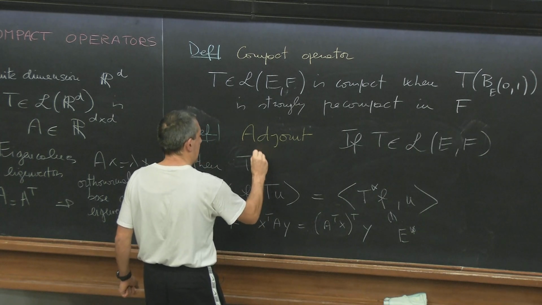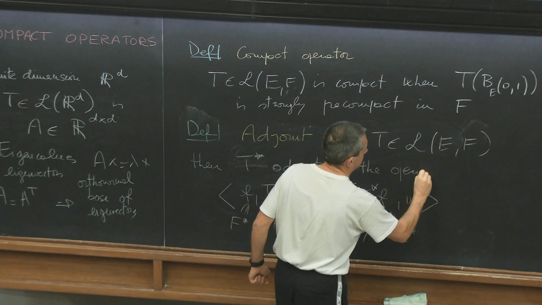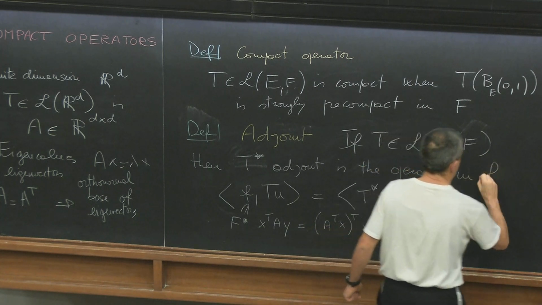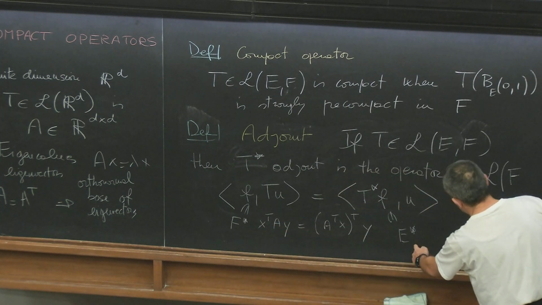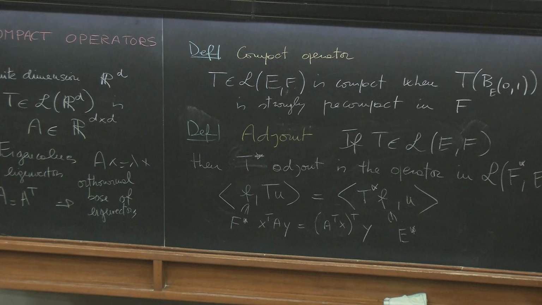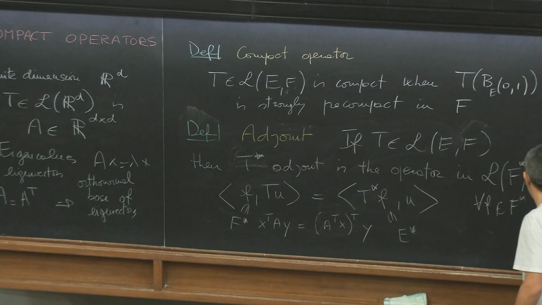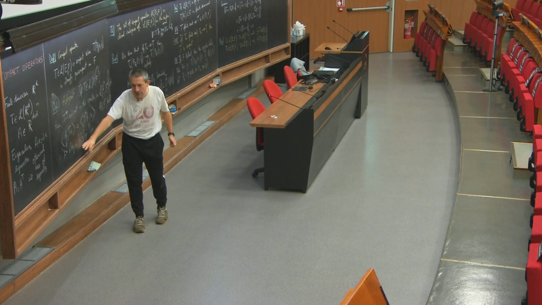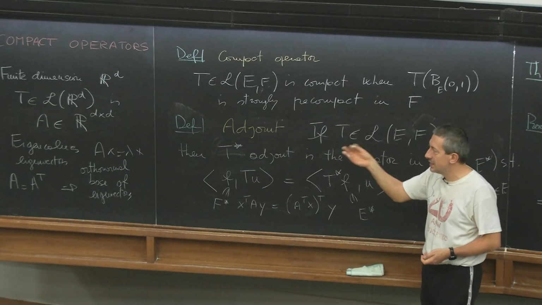Then the adjoint T star is the operator that acts from F star into E star, such that this holds for all f and for all u in E. Just to remember, the formula is only this operation translated into Banach spaces, where the duality is not as elementary as in the finite case.